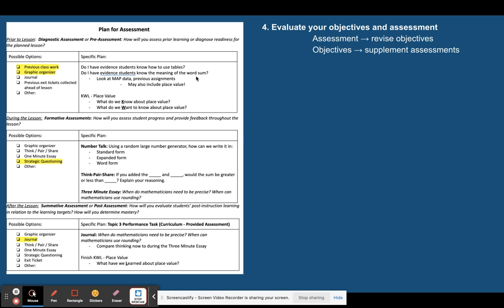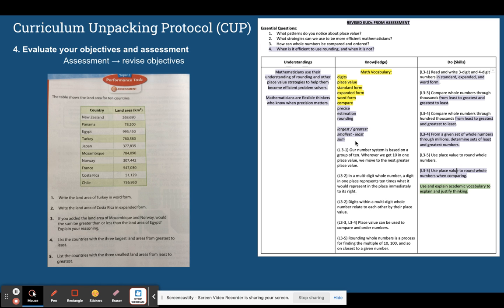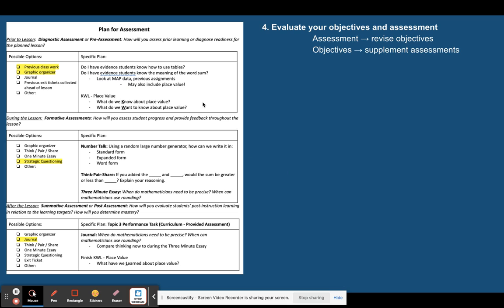I also need to look back and see if there's evidence that my students know the meanings of the word sum, in addition to words like greatest, least. Let's double check that: largest, greatest, smallest, and least. I also want to look back at maybe my MAP data or any of those previous assignments that can give me a clearer snapshot of where we are.